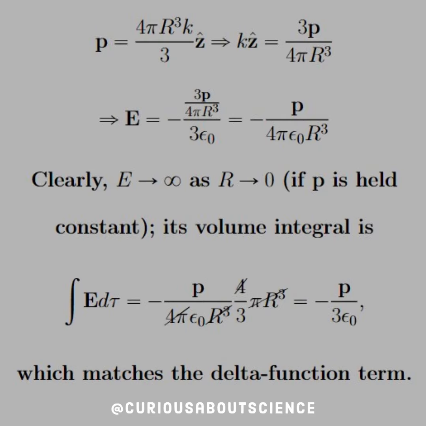We can clearly see that E goes to infinity as r goes to 0 if P is held constant. So its volume integral, remember divergence theorem, would therefore yield the E field times the volume of a sphere, which is 4 over 3 pi r cubed, and so that cancels the 4 pi and the r cubed out, leaving you with negative P over 3 epsilon naught. Just so happens this matches the delta function term, and we verify the result from the previous problem.